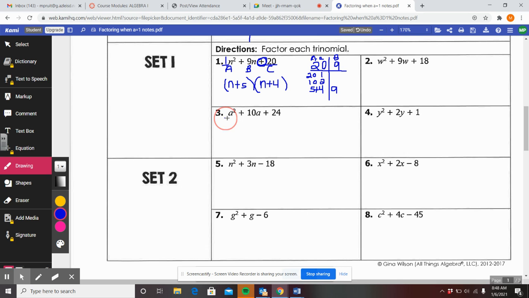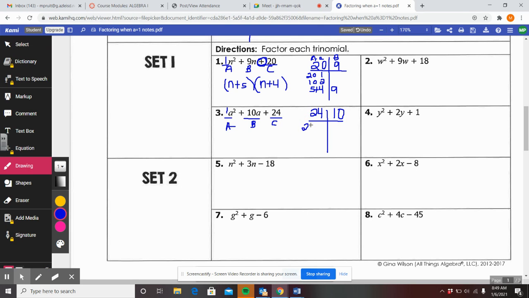So first thing you can do is label A, B, C. And then what am I going to draw? Your T-chart. What goes on the left side? Left side is A times C. So what's A times C? 24. What is B? 10. Good. So let's find the factors of 24.